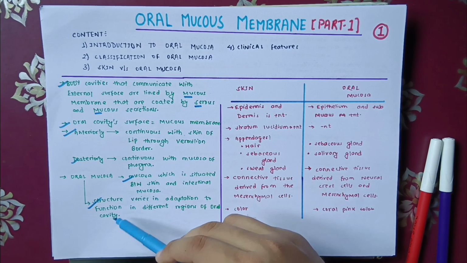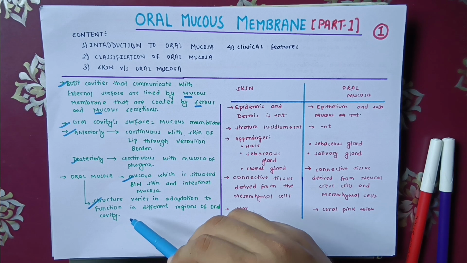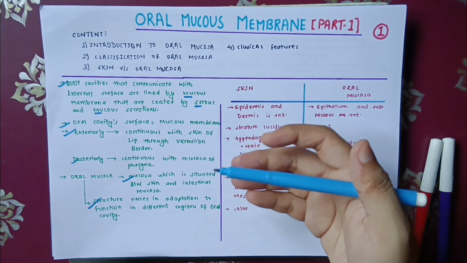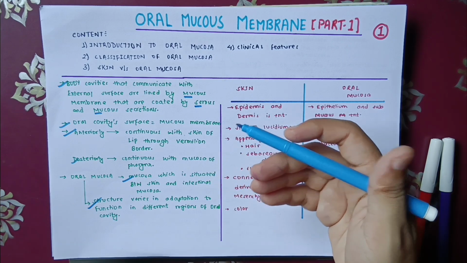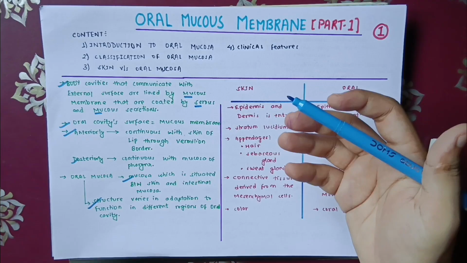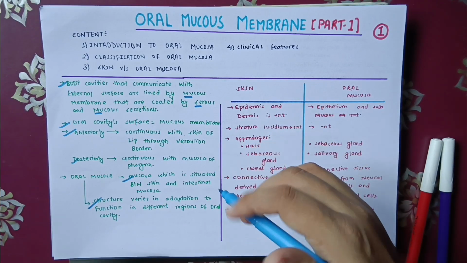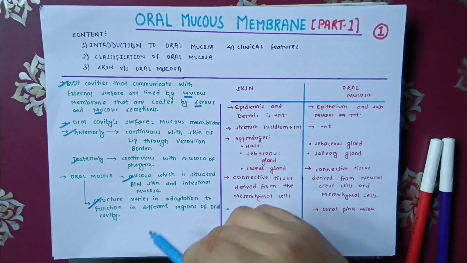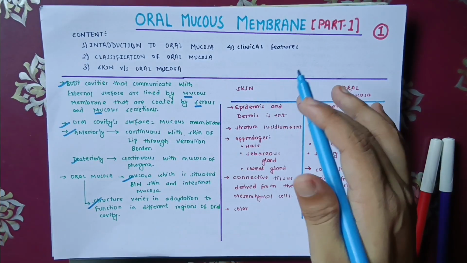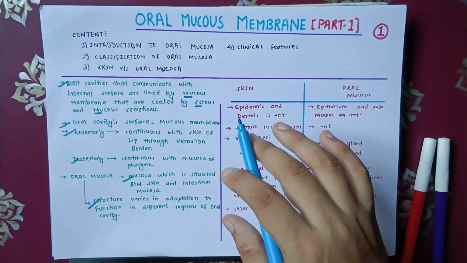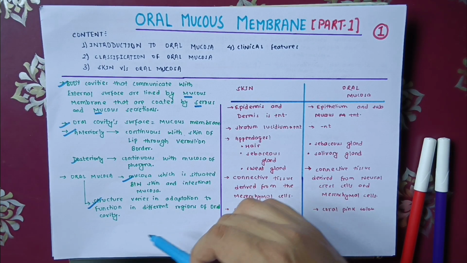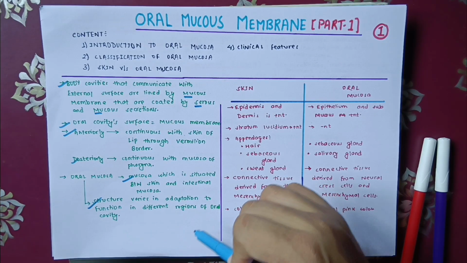After that, in the next point, structure varies in adaptation to the function in different regions of the oral cavity. So the structure of this oral mucosa varies with the adaptation to the function. Like there is a masticatory mucosa and a lining mucosa. Masticatory mucosa is adapted in such a pattern that it is keratinized, so it can resist larger forces. But the lining mucosa is non-keratinized, and it resists lower forces. So with the adaptation to the function, there are different structures present in the oral mucous membrane.